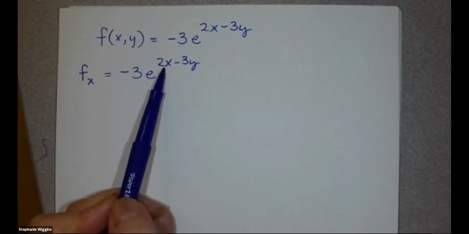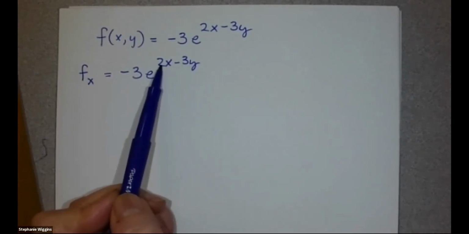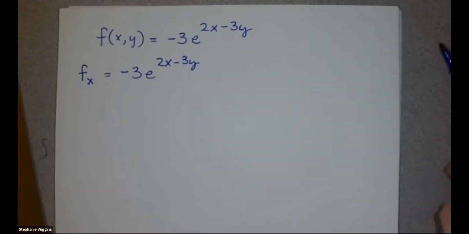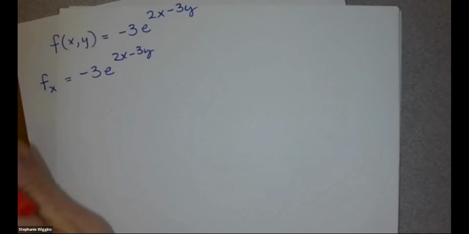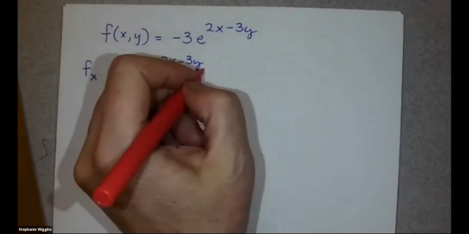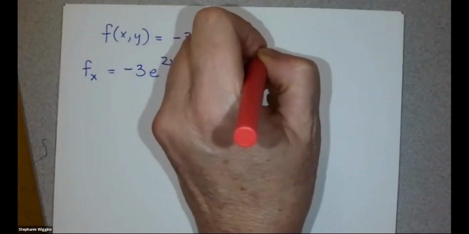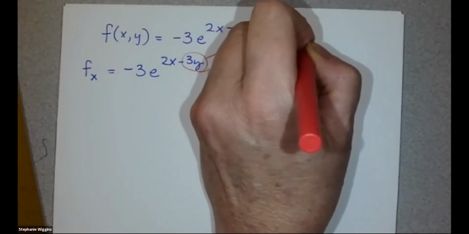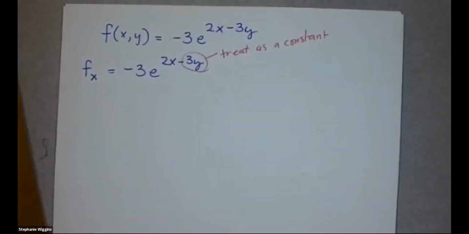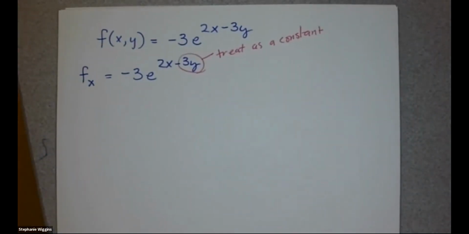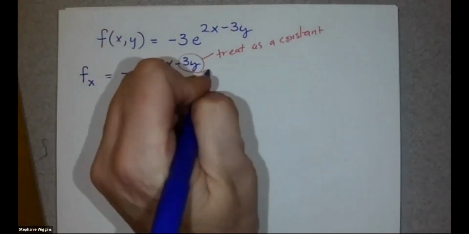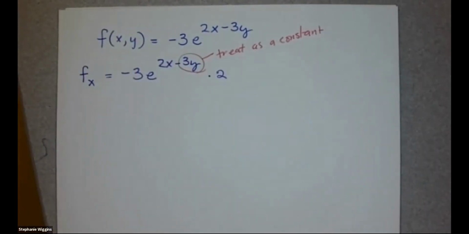But now we multiply by the derivative of the exponent. But y is treated as a constant. So the derivative of 2x is just 2, but the derivative of negative 3y is going to be 0. So we multiply by 2.